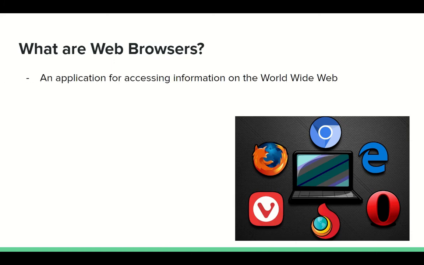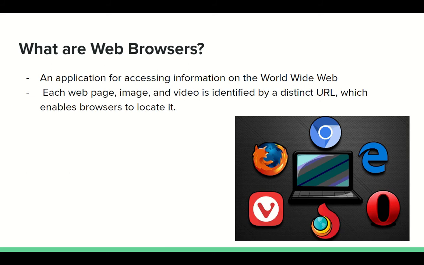A web browser is a software application for accessing information on the World Wide Web. Each individual web page, image, and video is identified by a distinct uniform resource locator, or URL, which enables browsers to retrieve these resources from a web server and display them on the user's device.